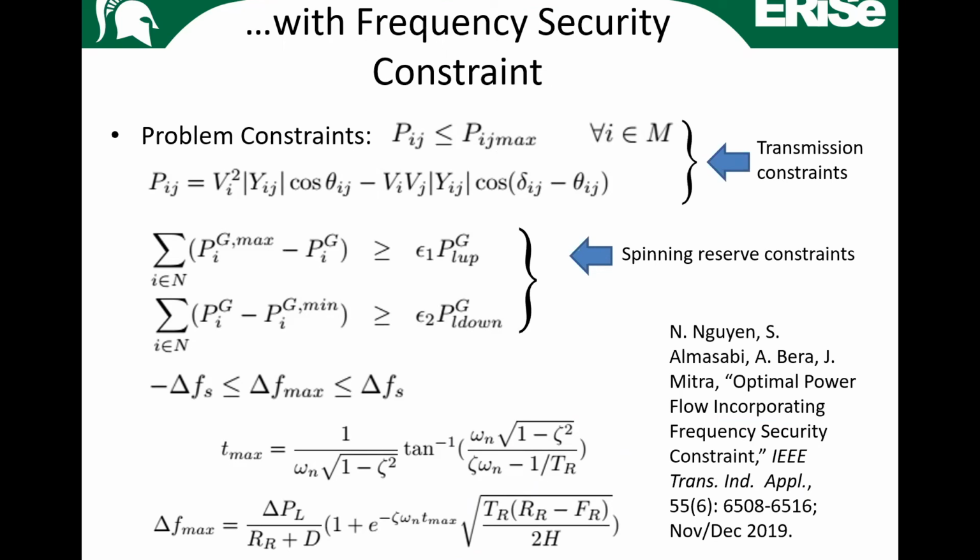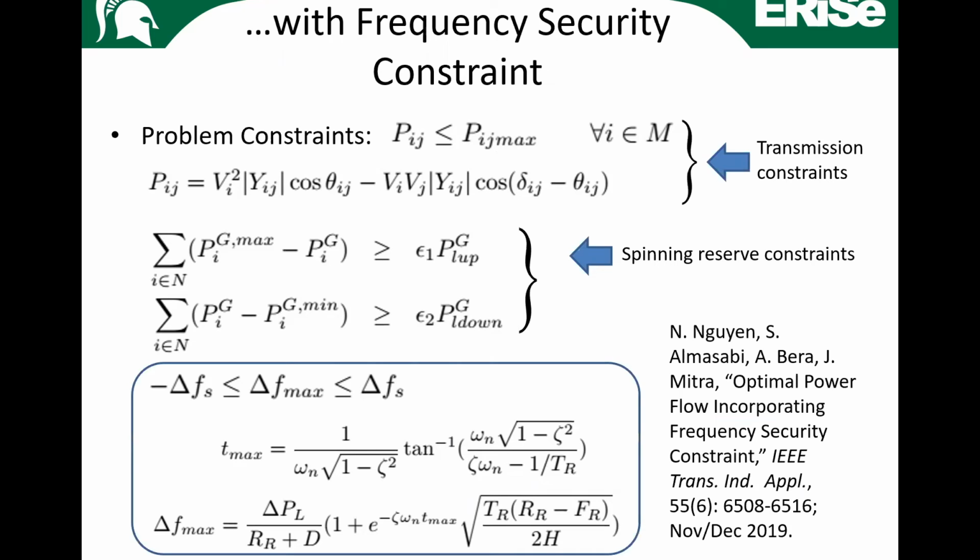And in the end, what we added was a set of frequency excursion constraints. So this one, which we represented mathematically like this, which we built using what is known as a load frequency control model. And I'm not going to go into the details of that, but this paper explains how to do that.